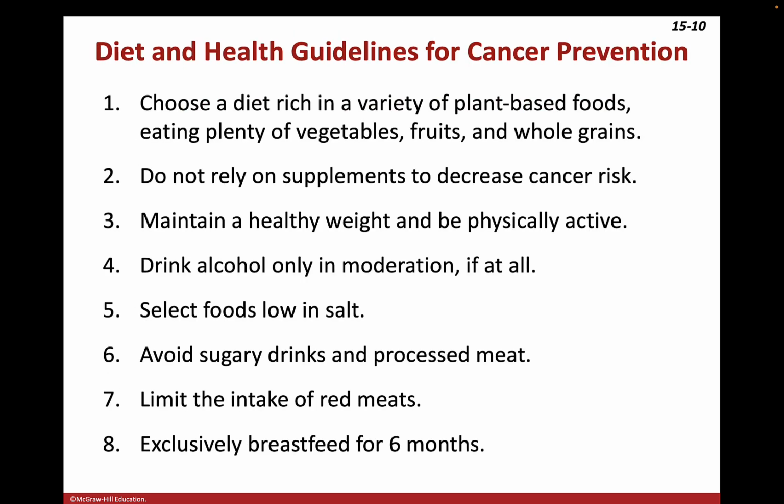Now, when we look at diet and health guidelines for cancer prevention, the first is actually to choose a diet that's rich in a variety of plant-based foods and making sure that you're getting plenty of vegetables, fruits, and whole grains. Do not rely upon supplements to decrease the risk of developing cancer. Try to maintain a healthy weight and be physically active. If you drink alcohol, do so in moderation. Start selecting foods that are low in salt. Avoid sugary drinks and processed meat. Limit the intake of red meats.